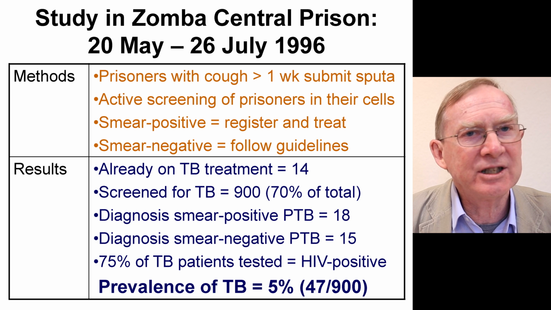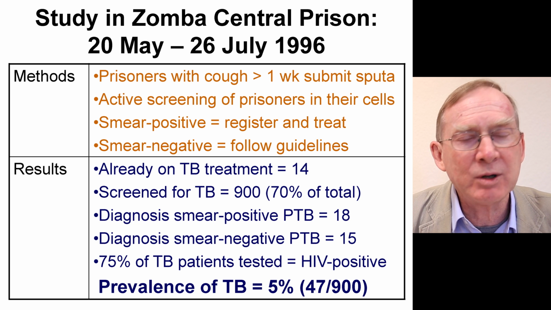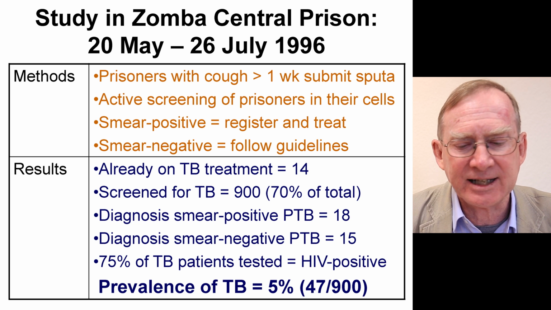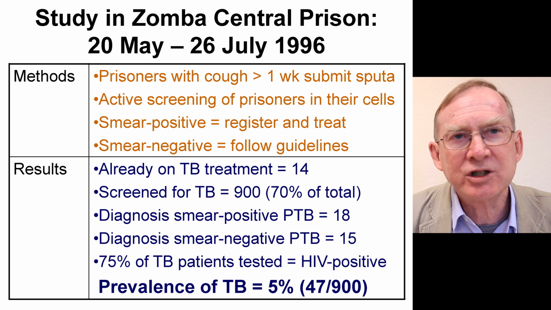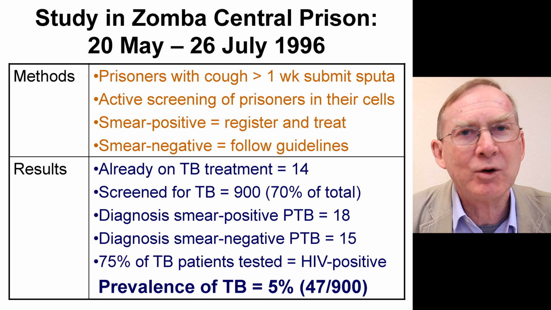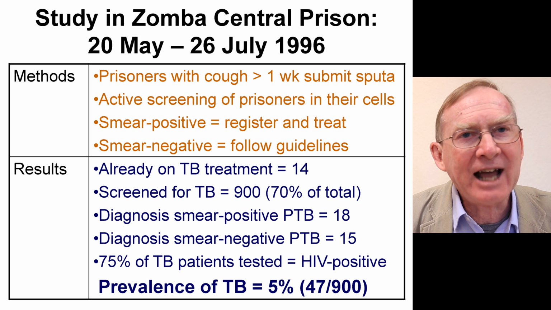Now, I'm not going to go into details about the study, but suffice to say this was conducted between the 20th of May and the 26th of July 1996. Very simply, we decided that any prisoner who was coughing for more than 1 week would submit sputum specimens for smear microscopy to identify smear-positive pulmonary TB. And we did an active screening of prisoners from cell to cell.